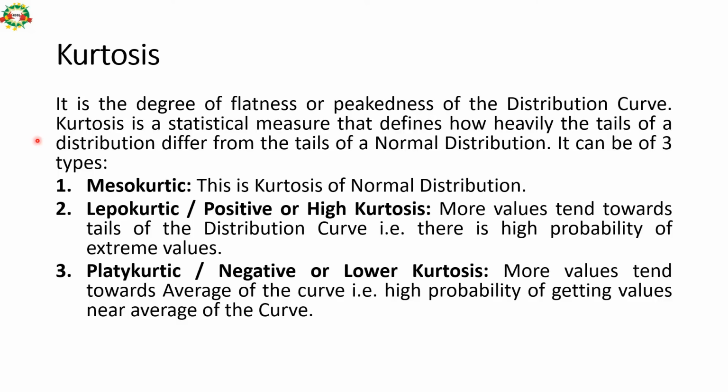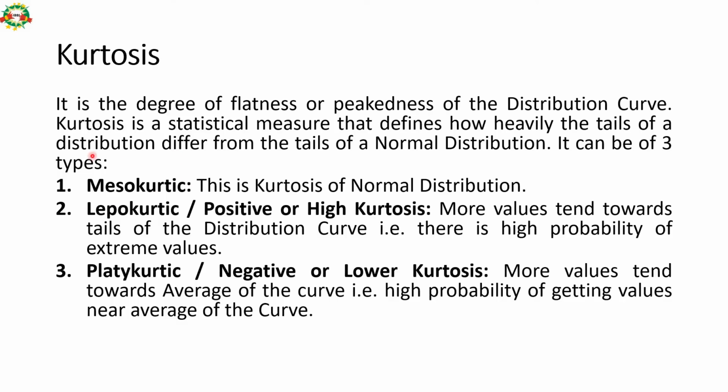So a normal distribution has a specific type of tails, and kurtosis measures the deviation of those two tails from the tails of a normal distribution. So skewness was about the middle point and kurtosis is about the two tails, the starting and end points of a normal distribution. From exam perspective, please remember these three terminologies. So kurtosis can be of three types.